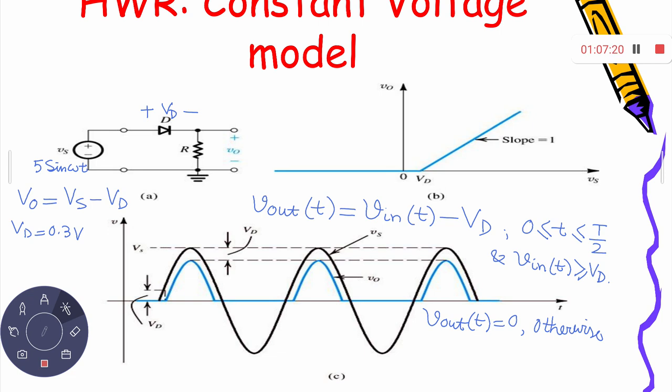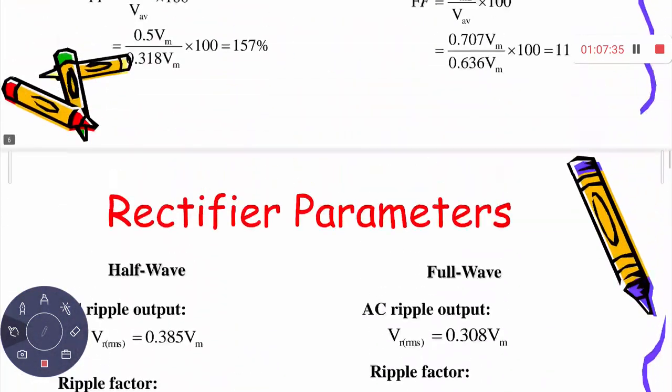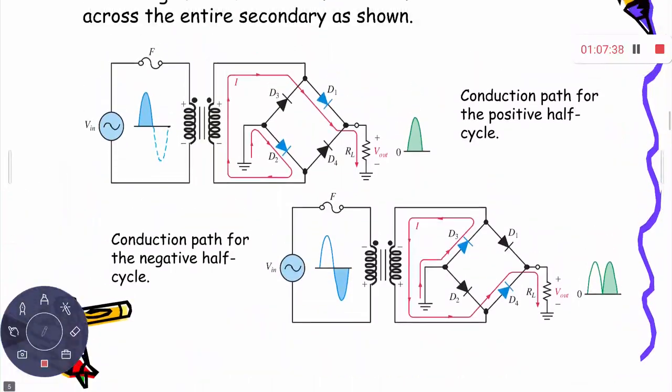Sir, okay. What about the rectifier at a minus gain? Which one? Minus gain means? VAK, the inverse voltage. Oh, for FWR?